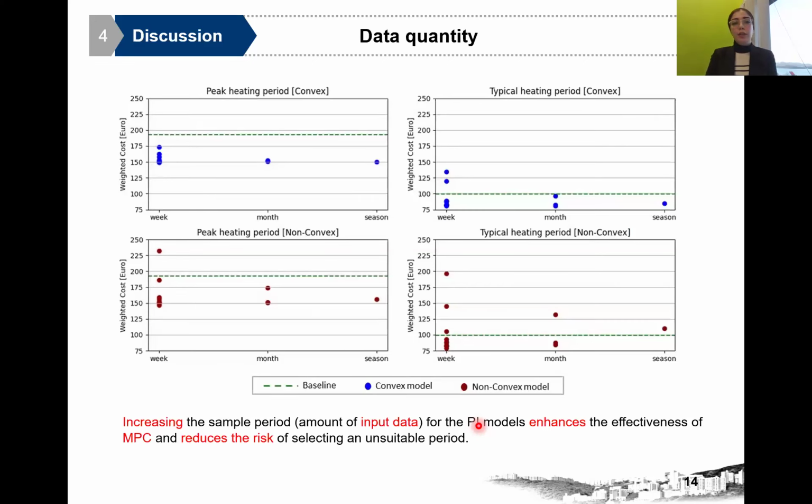Now here, I want to present the significant part of this research. It was that when we run the MPC controller with different input data, including 12 weeks data, 3 months data, and 1 season data, we reached the result that when we increase the sample period or the quantity of the input data, it helps the controller to have better performance, and it reduces the risk of selecting an unsuitable period of time as the input data.